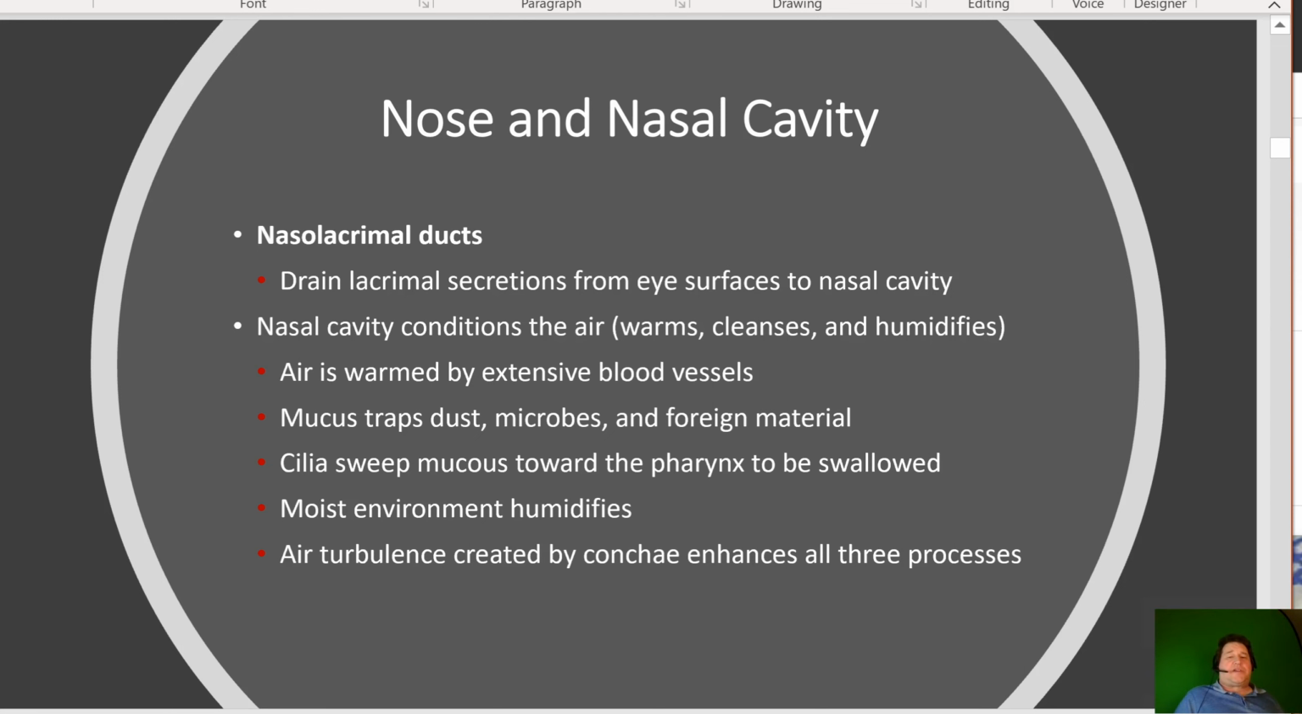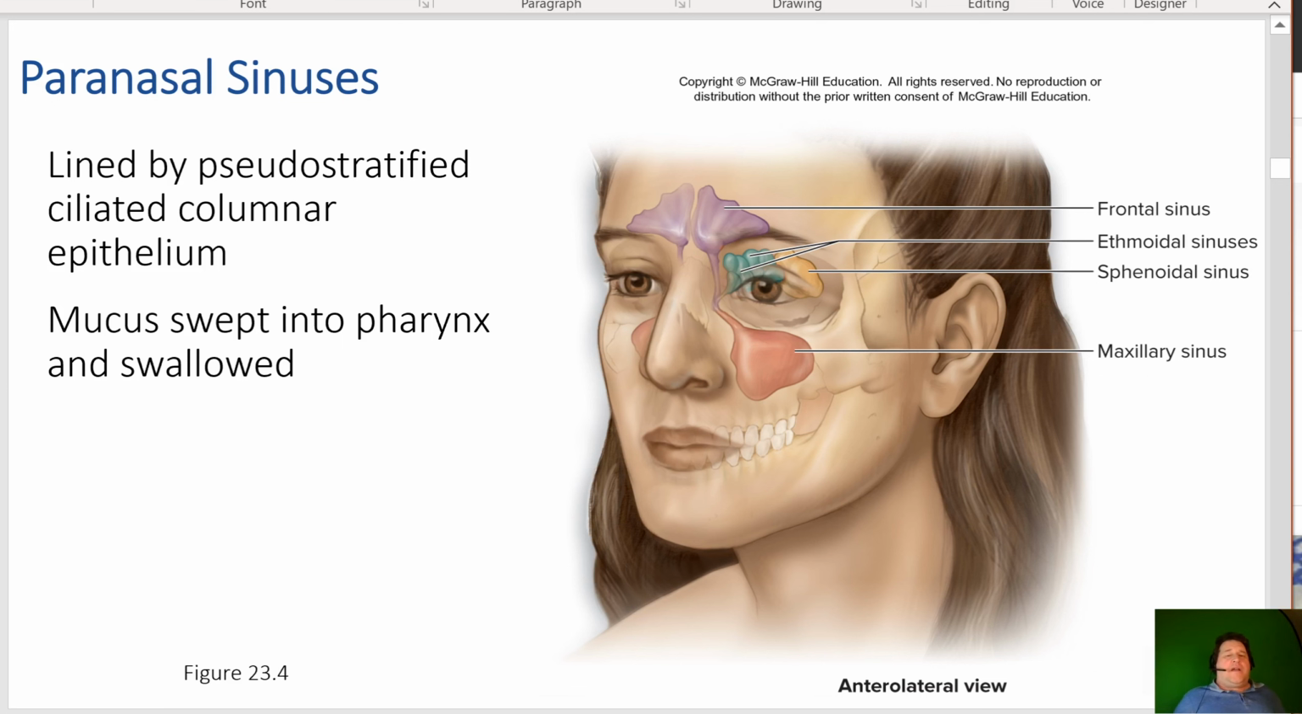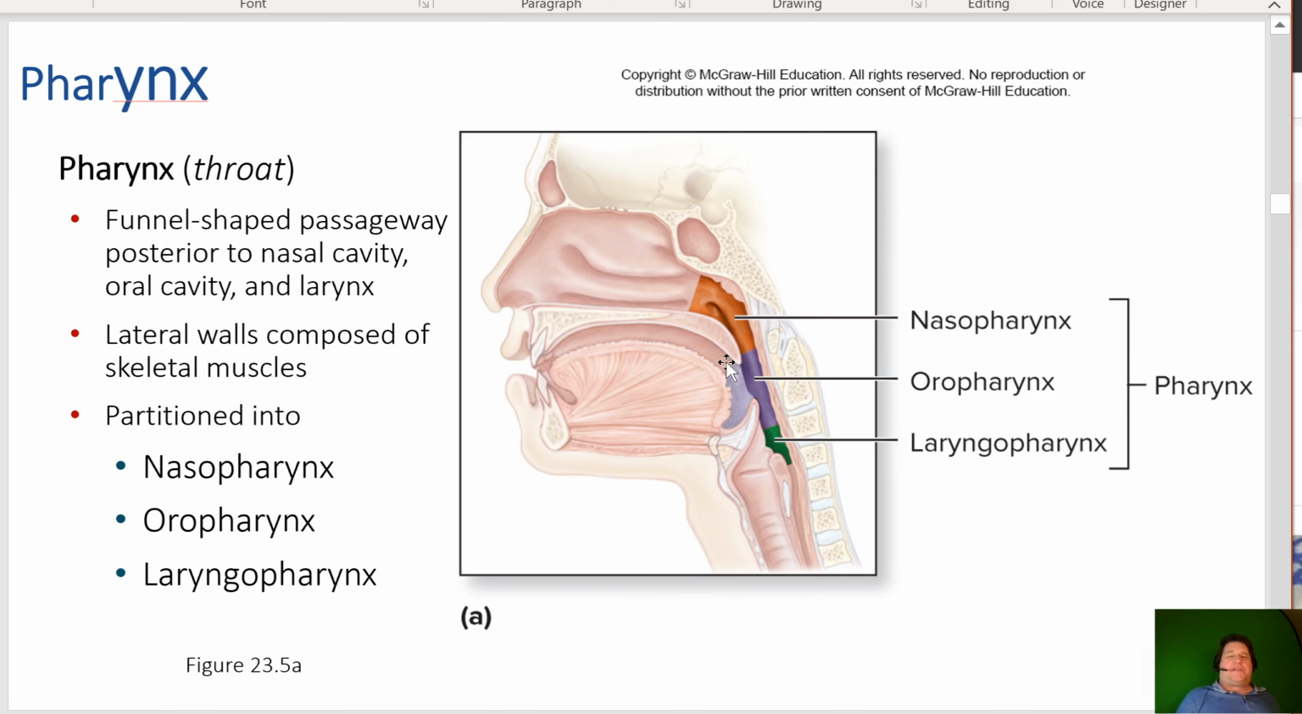So like I say, it conditions the air: warms it, cleanses it, humidifies it. Mucus traps dust, microbes, and other things out of it. And the moist environment humidifies the air. Remember the paranasal sinuses as well. They're coated on the inside with pseudostratified epithelium. They produce mucus as well, and then they sweep everything they collect into the pharynx.